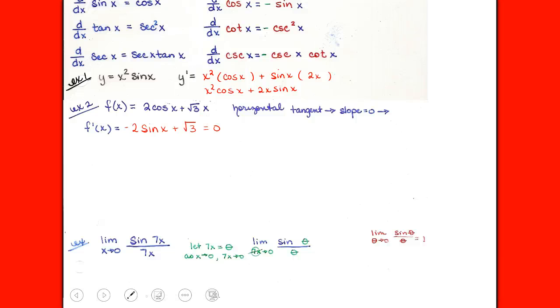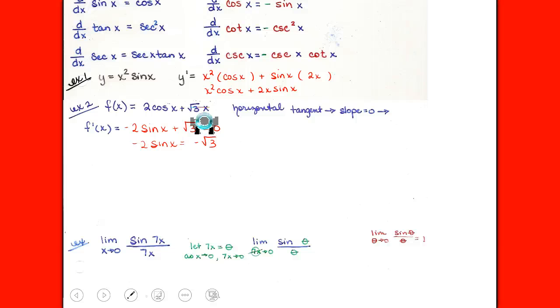Square root of 3. Remember when you take the derivative of x, it's just 1. So square root of 3 times 1, square root of 3. All right, so we said set it equal to 0, and we want to know for what x values do we have a horizontal tangent. So we need to solve for x. So what are you going to do first?